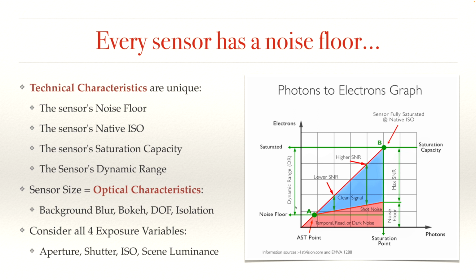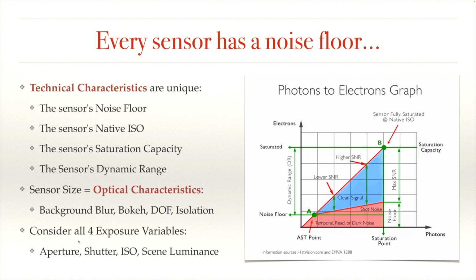So how will I get more dynamic range? If I ask the sensor designer to raise the saturation point, then I will get a higher dynamic range of the sensor. Or if Olympus asks the sensor manufacturer to lower the noise floor, then they can also increase the dynamic range, because it has nothing to do with the size of the sensor. Then what is unique to the size of the sensor is the optical characteristics of your camera, and these are background blur, bokeh, depth of field, and subject isolation.